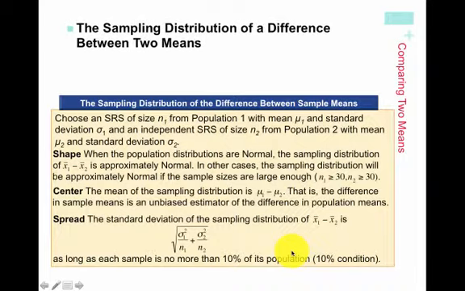So here's a summary of that. Again, we can only use normal calculations when the shape of the population distributions are normal, or our sample sizes are large enough, that is, we satisfy the central limit theorem. Our center will be mu1 minus mu2. And what that means, to use some statistics terminology, is that the difference in sample means is an unbiased estimator of the difference in population means. And our standard deviation can be calculated as such, provided that our 10% condition is met.